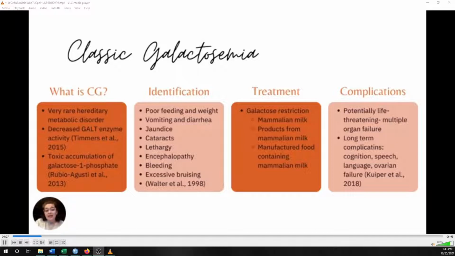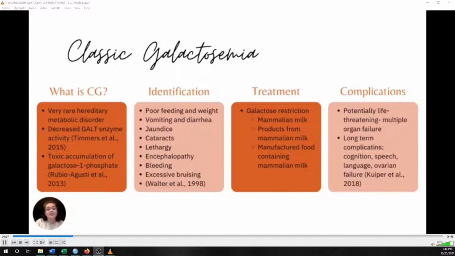How do we identify this? Early identification is key with kids with classic galactosemia. It is imperative for their development and their health. Luckily, in the U.S., we screen for it at the newborn screenings, but in many countries in Europe, they do not. So they look for poor feeding and weight gain, vomiting and diarrhea, jaundice, cataracts, encephalopathy, lethargy, bleeding and excessive bruising, basically a failure to thrive, among a plethora of other things.